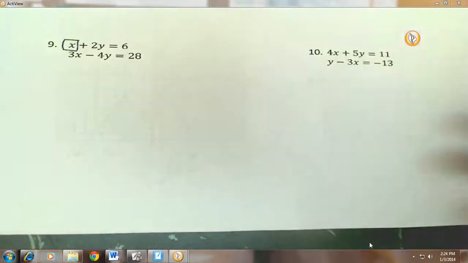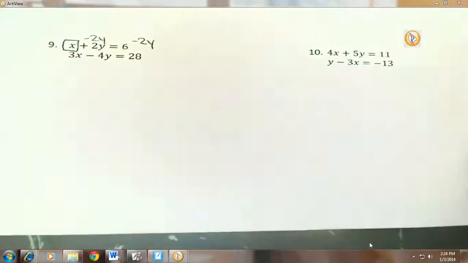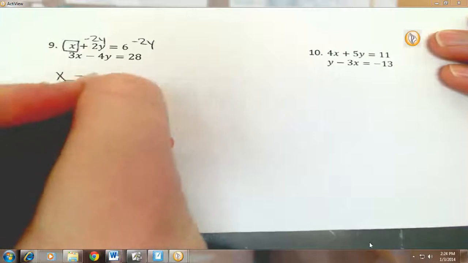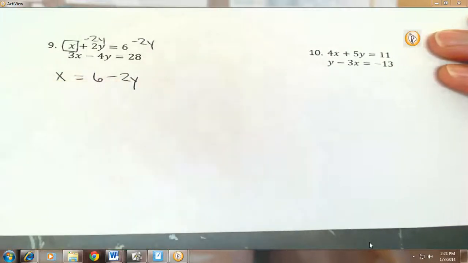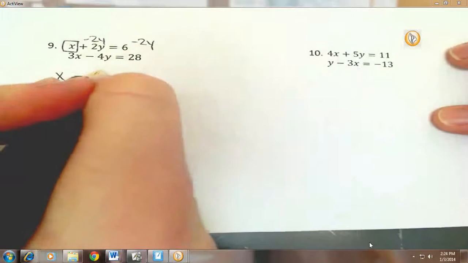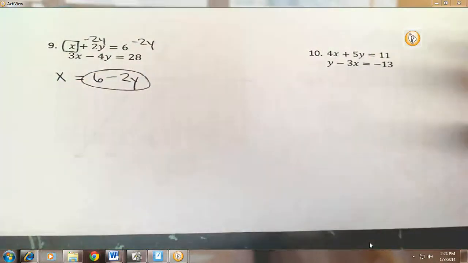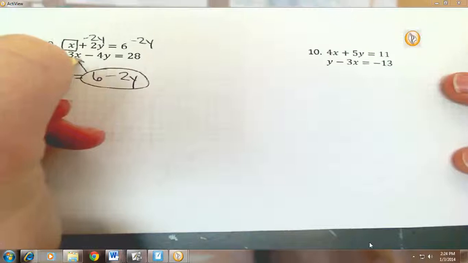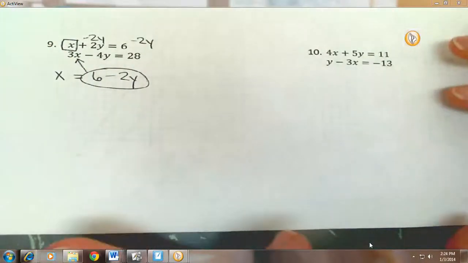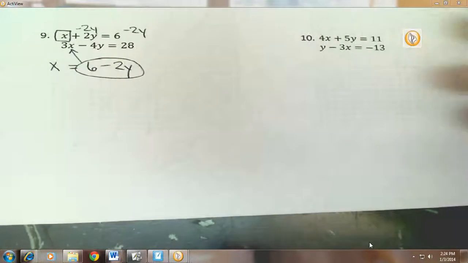So to get x alone, I'm going to subtract 2y from both sides. So I should be left with x equals 6 minus 2y. And it really doesn't matter if your y term comes in front of your constant 6. So we're going to take 6 minus 2y and we're going to substitute it into the other equation for x. So again, I hope you're filling this out with me as we go along, because these are answers to a few of your problems.